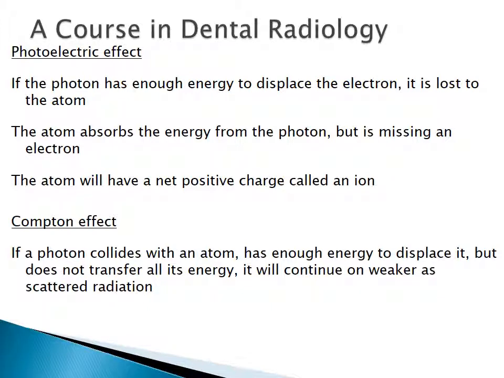The photoelectric effect is when that photon comes in, it has enough energy to actually knock the electron loose, and then the atom actually will absorb the energy from that photon. However, now it's missing an electron, which means it's going to try and steal one from a different atom. So this is basically going to create a positive charge on that atom, which is called ionization. When it comes to the Compton effect, this is where the photon is going to come in. It's going to have enough energy to displace that electron, but it also won't get absorbed. It'll just keep on zinging past and actually hit another atom.